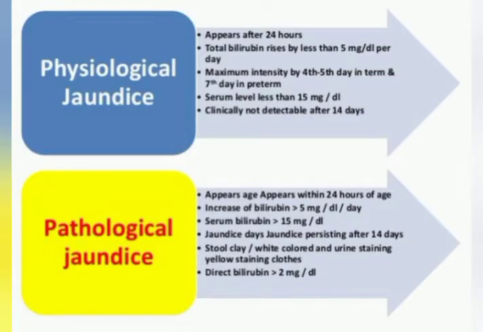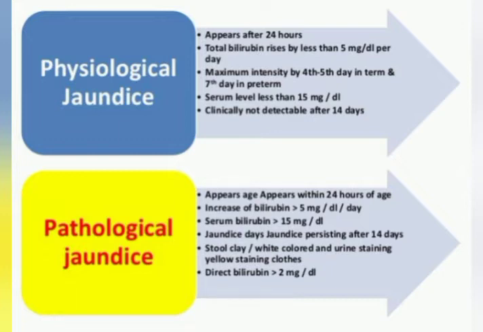Physiological jaundice appears after 24 hours after the birth of the baby. The total bilirubin rises by less than 5 mg per dl per day, and the maximum intensity is during the 4th and 5th day in a term baby and the 7th day in a preterm baby. The serum level will be less than 15 mg per dl, and it is not clinically detectable after 14 days.